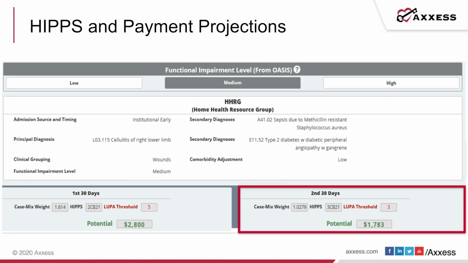Let's look at the second 30 days. The case mix weight drops to 1.0279. My HIPPS changes to 3CB21, and my LUPA threshold changes from 5 to 3. So the LUPA threshold is different for each particular home health resource group, okay? So for the second 30 days, if I do 3 or more visits, my potential income is $1,783.